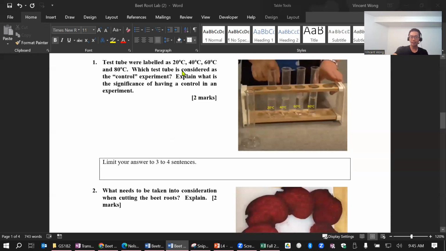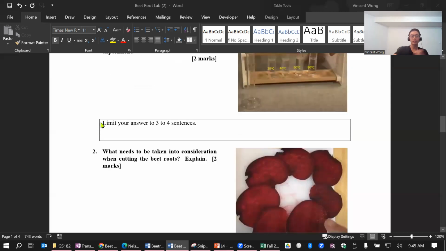So identify the control of this experiment. You should say the control of the experiment was the, and then tell me which tube. Is it 20, 40, 60, or 80? And then the purpose of having a control is so that we can blah, blah, blah. It's okay if you don't get everything I'm saying right now. You can watch the recording after and listen to it again. So 3 to 4 sentences.